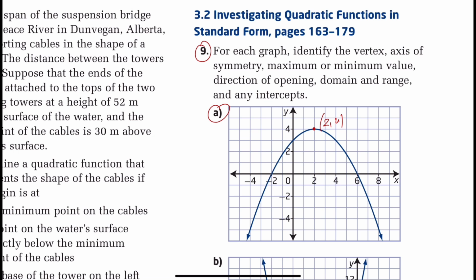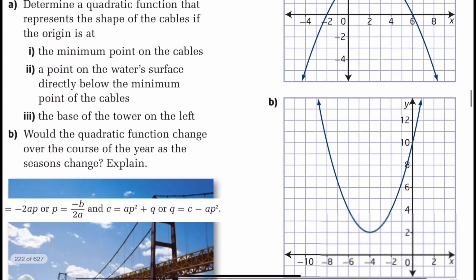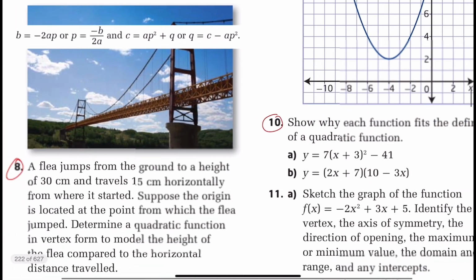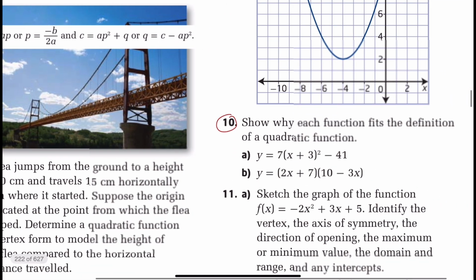Same thing, you can do the same thing for B. Very easy stuff. So let us do number 10. It is a good practice question. Show why each function fits the definition of a quadratic function. To do that, you just need to show this as a times x squared plus bx plus c, find that the maximum power is 2, and say yes, this is a parabolic form.